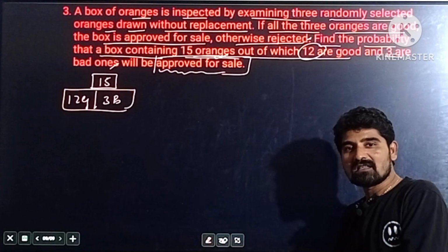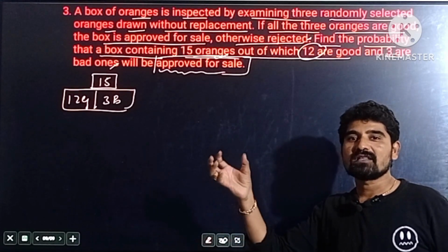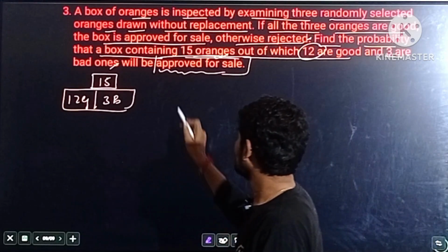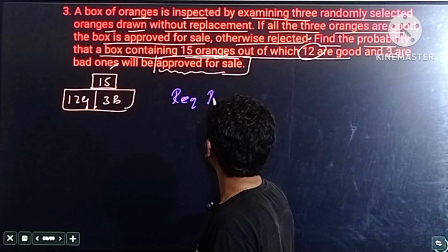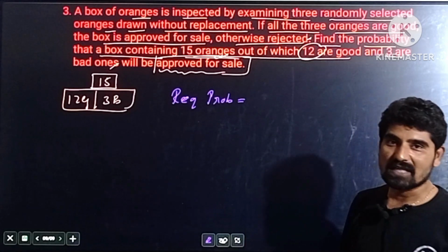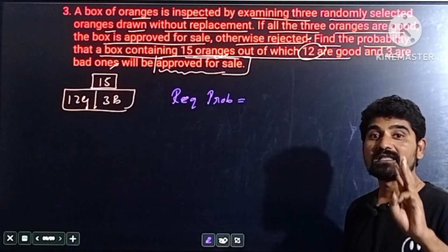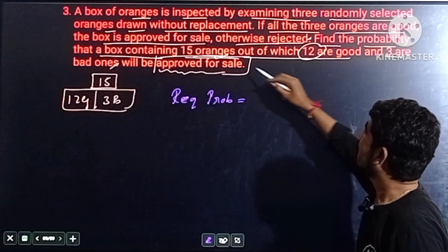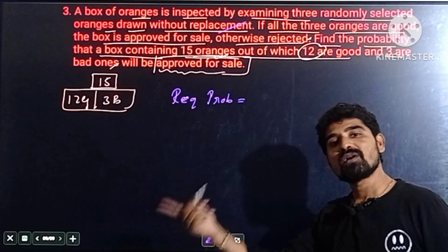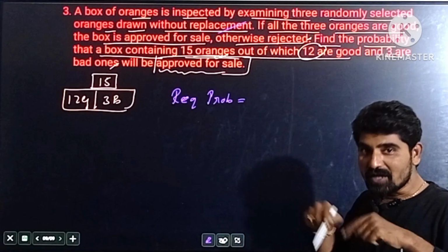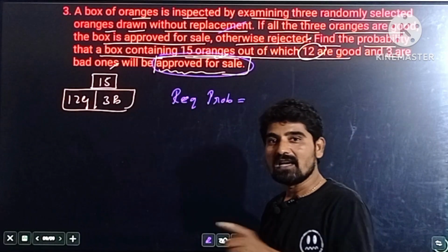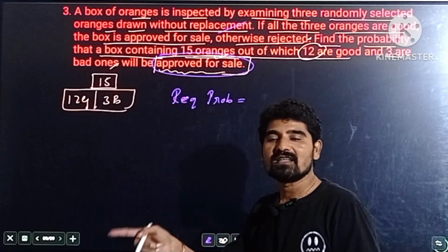If you want to sell the box, then whatever you draw, those three oranges must be good. Therefore, to check whether the box is approved for sale or not, he has to draw three oranges at random without replacement. If all three oranges are good, then only the box is approved for sale. Otherwise, it is not. So here we are identifying that the box is approved for sale. In other words, all three drawn oranges must be good.